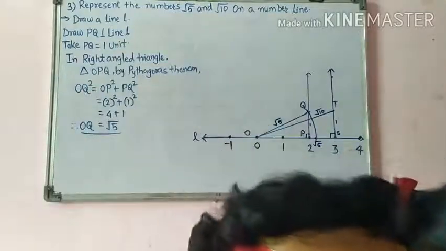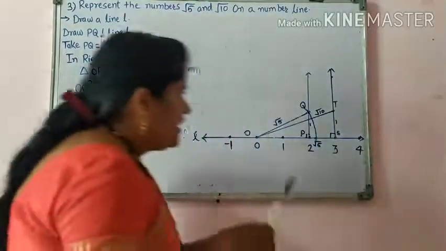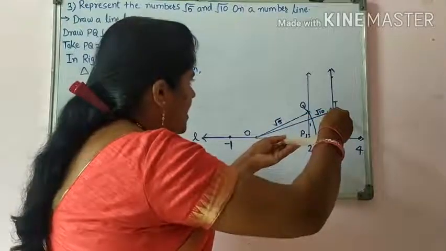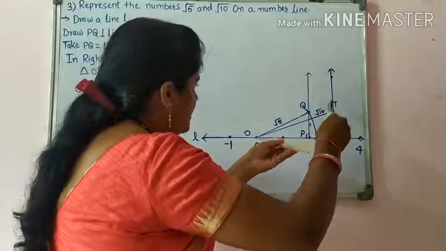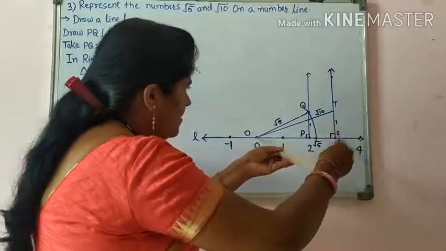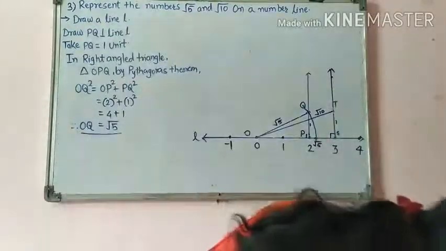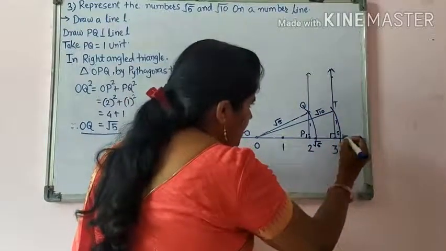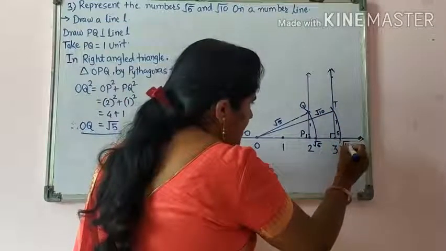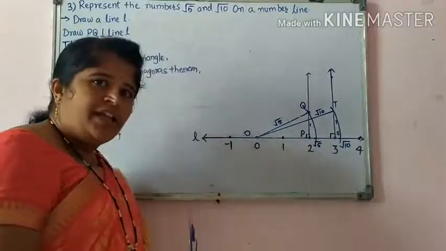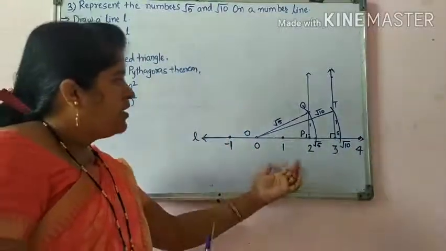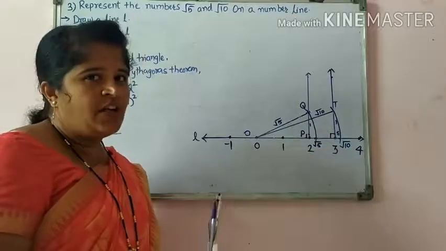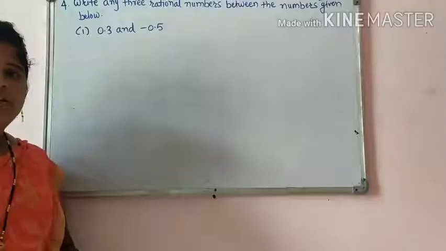Again, with O as center and OT as radius, we shall draw an arc like this. So this is the exact position of the irrational number root 10. In this way, we shall denote these irrational numbers root 5 and root 10 on the number line.